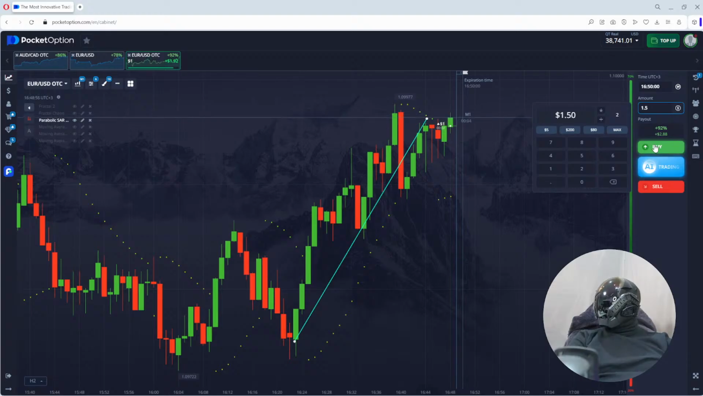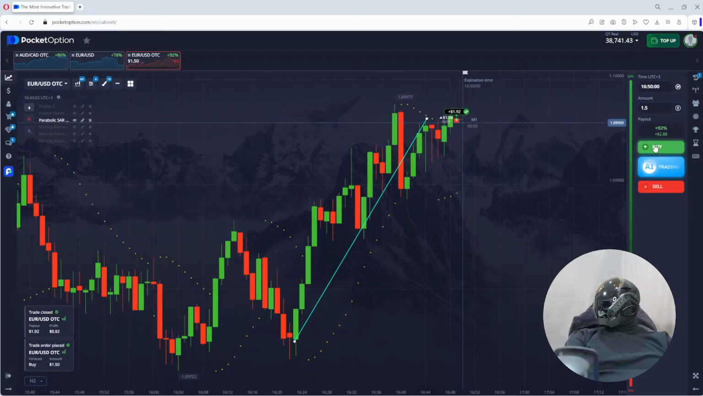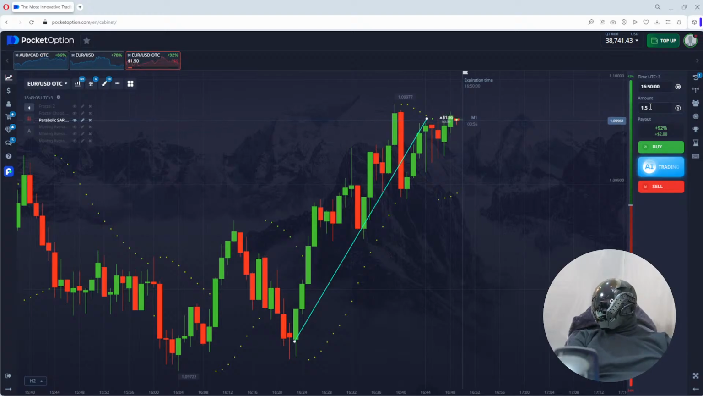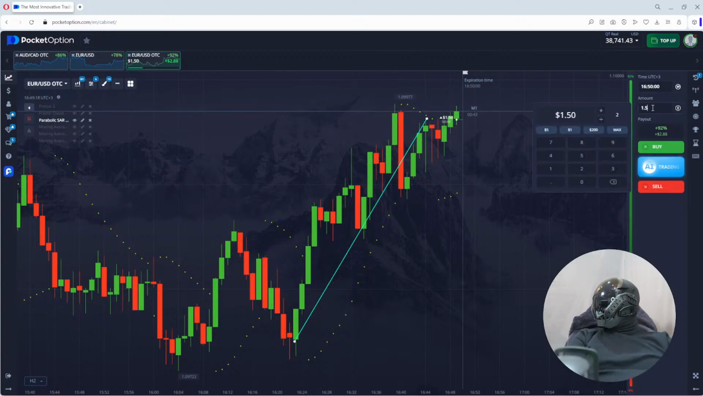All right, here we go. 5, 4, 3, 2, 1. Opening position. There we go. We're still following through with the buys, and oh man. And you know what? Let's change it up a little bit. Let the first position be now $1.50. So the second position will be 225, because of the multiplier 1.5.